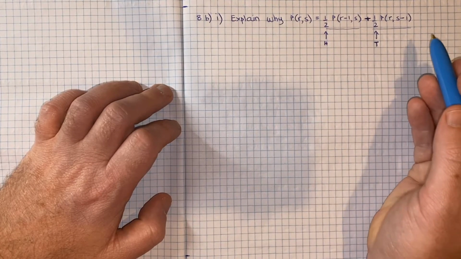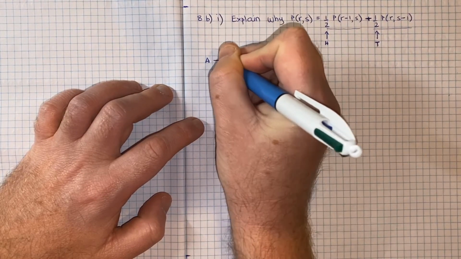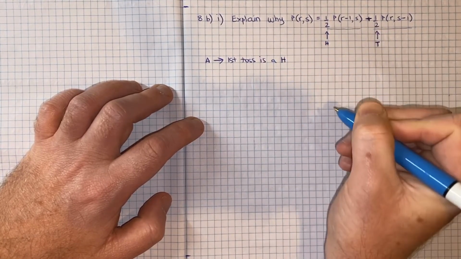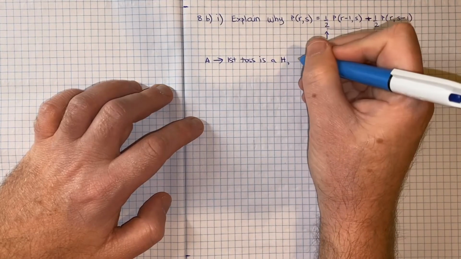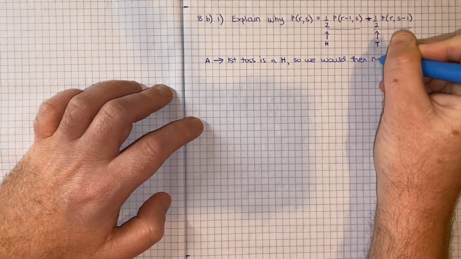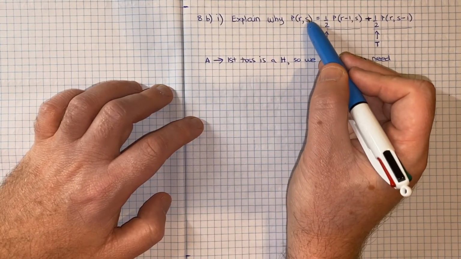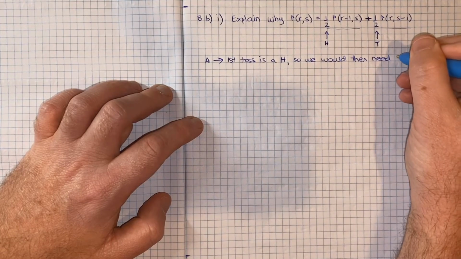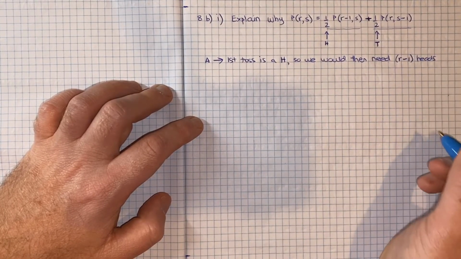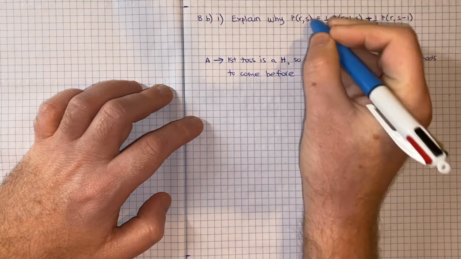So maybe if I define outcome A as the first toss being a head, H, then what that would mean is, if the probability of r, s is r heads before s tails, and we've already got 1 head, that means we need another r minus 1 heads to come before our s tails.